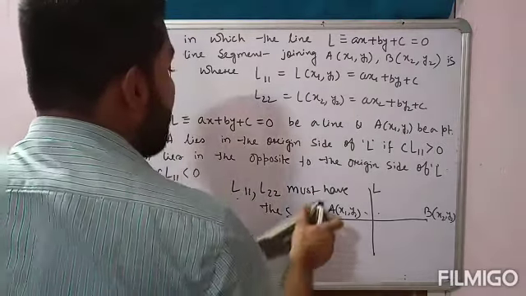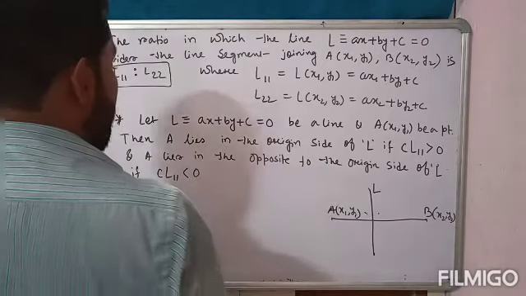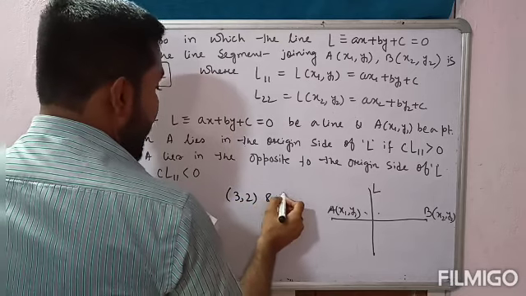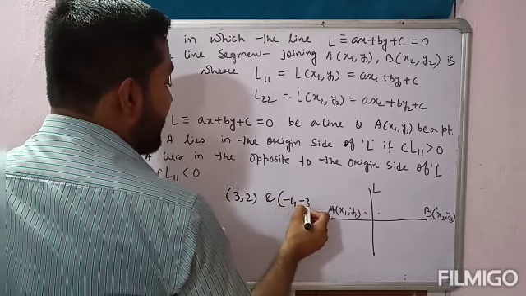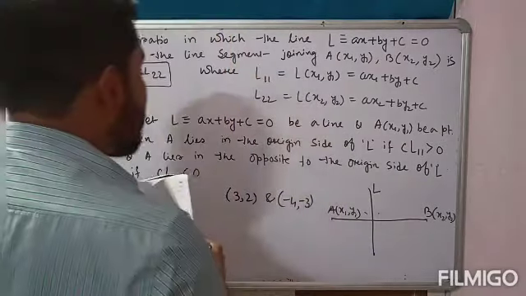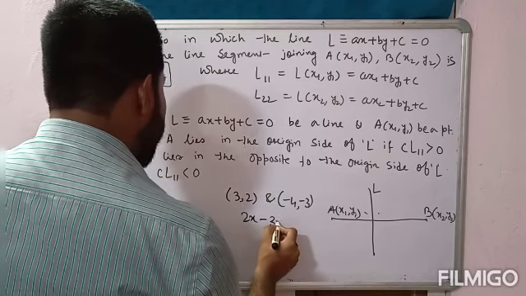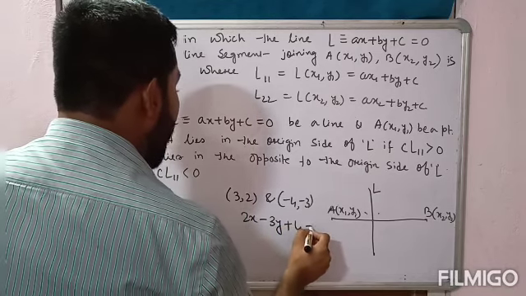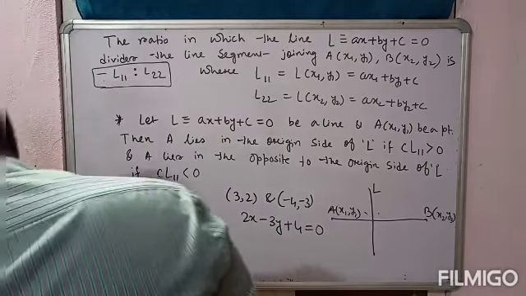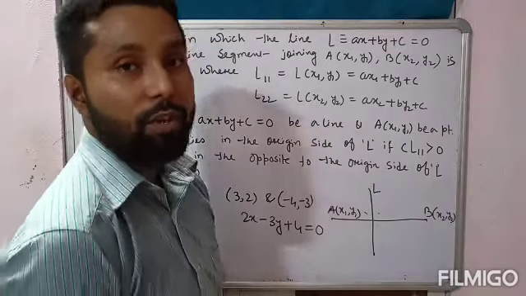State whether the points (3, 2) and (-4, -3) lie on the same side or opposite side of the line 2x minus 3y plus 4 equal to 0.